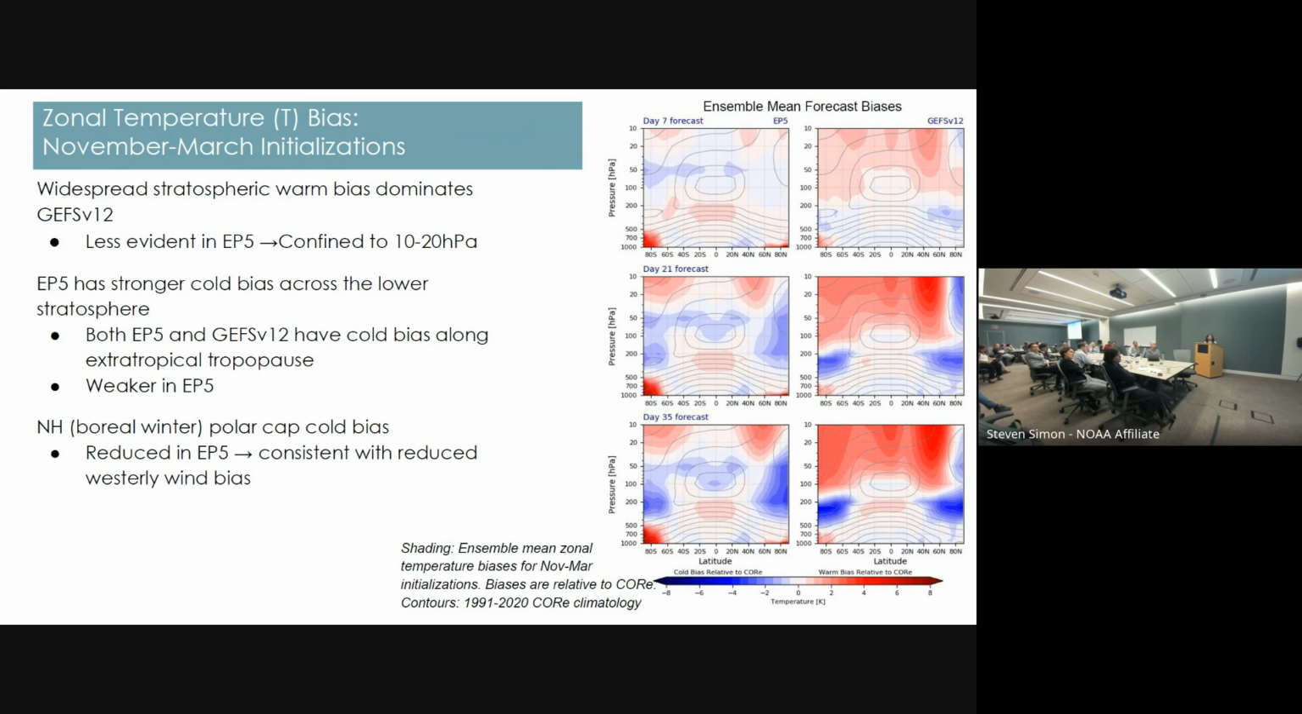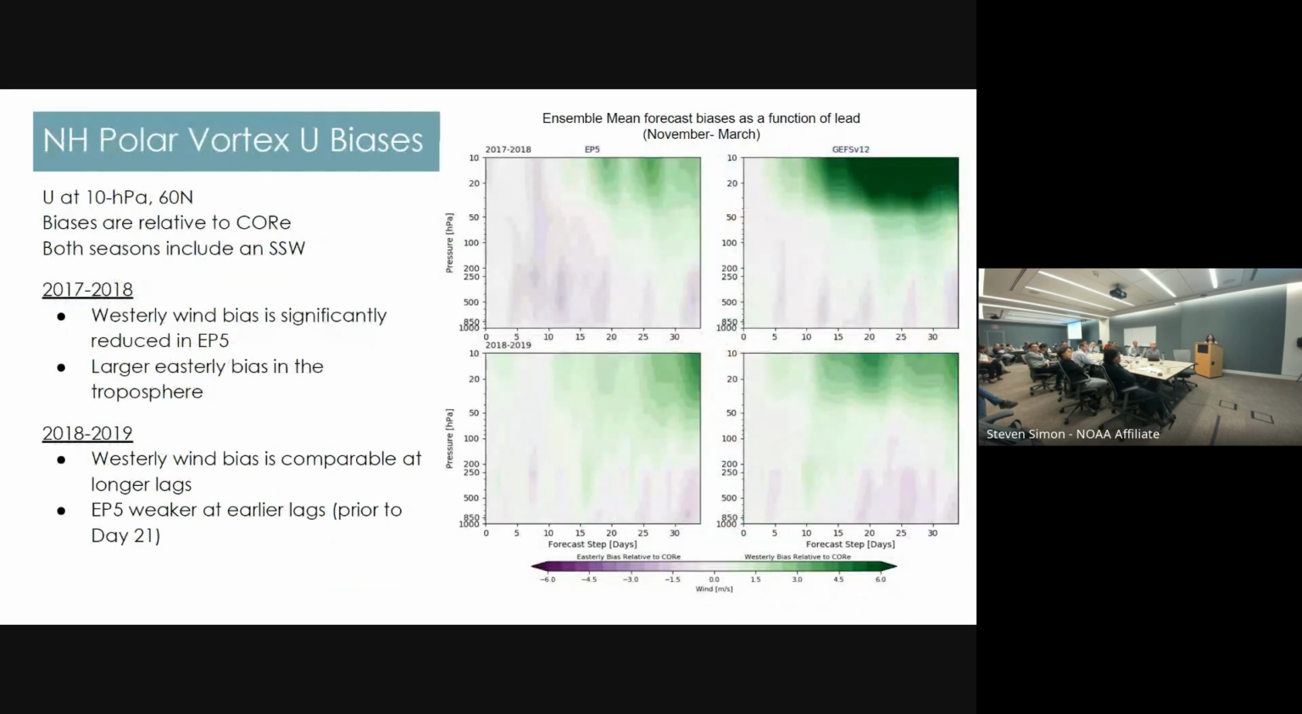So once again, moving in the right direction. What does this mean for sudden stratospheric warming? What we're looking at here now is just the polar vortex. It's still pressure, but now this is a forecast step. And I've divided this into the 2 winters. There's a sudden stratospheric warming in each winter, but you can see the evolution of the biases.